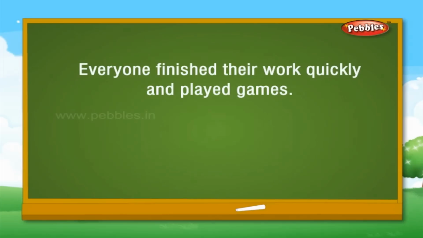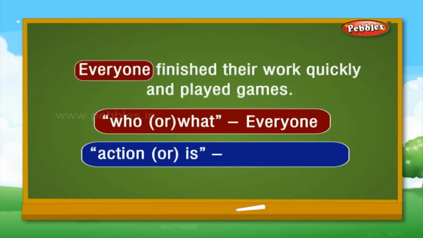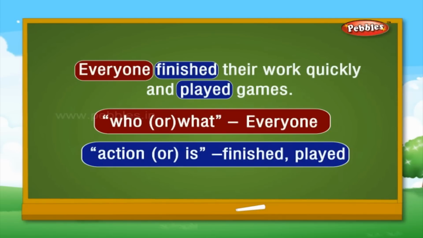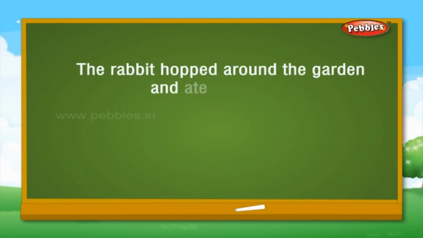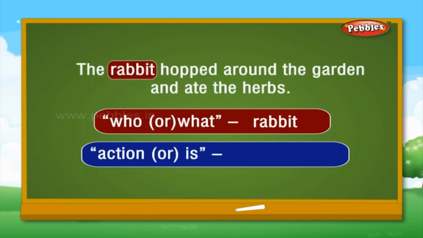Everyone finished their work quickly and played games. Who or what? Everyone. Action or is, finished, played. The rabbit hopped around the garden and ate the herbs. Who or what? Rabbit. Action or is, hopped, ate.